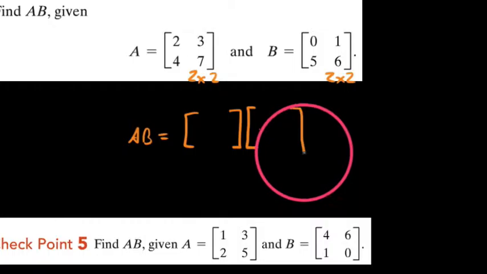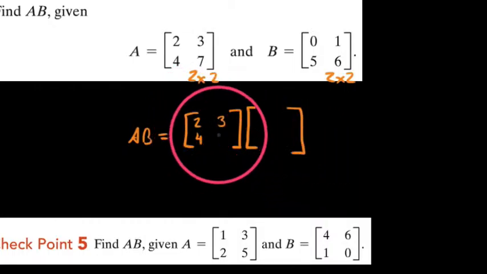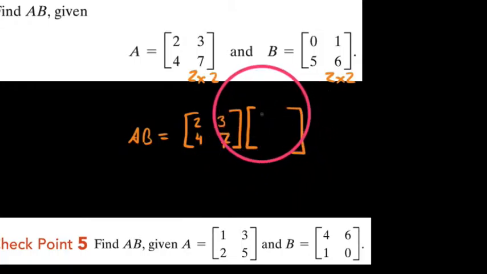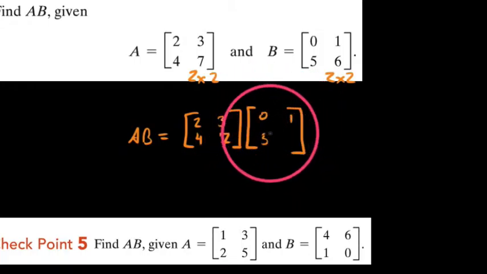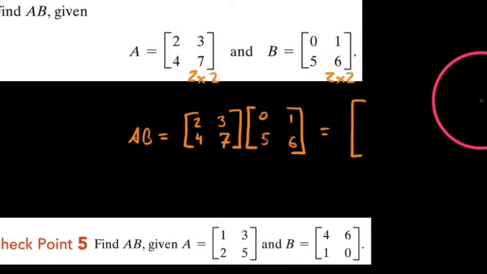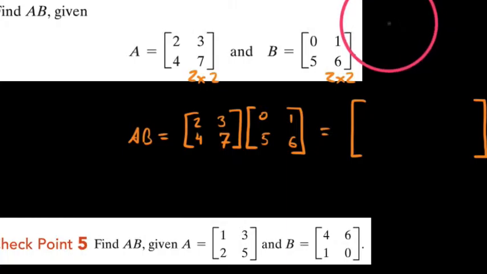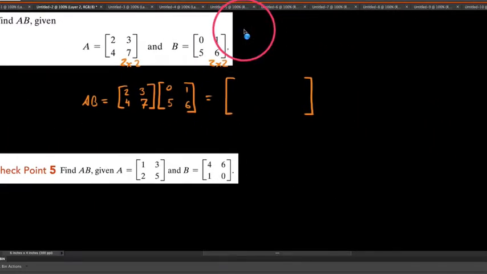So what we're really doing is taking 2, 3, 4, 7 as our A matrix, times this 0, 1, 5, 6. And so I'm going to fill out my blank 2 by 2, and this is important. So here's the deal. I would say find the dimensions of your product matrix first and fill out a blank product matrix here.